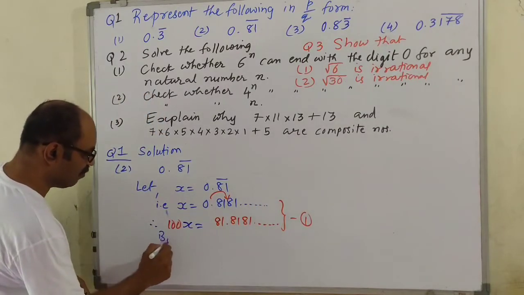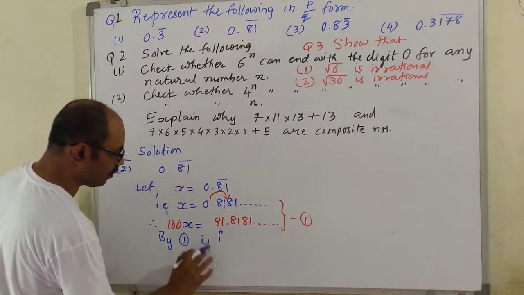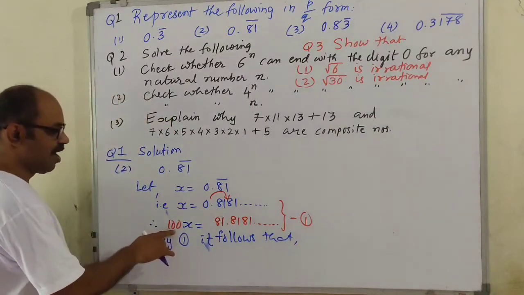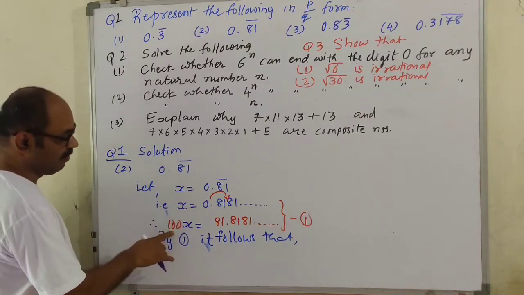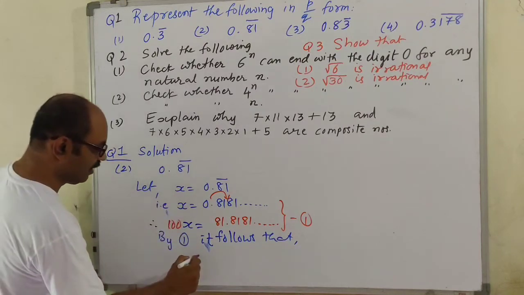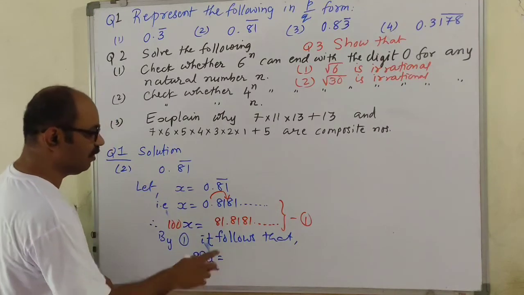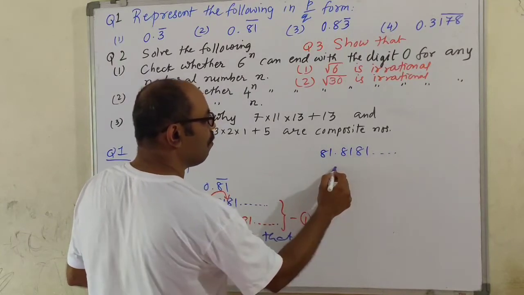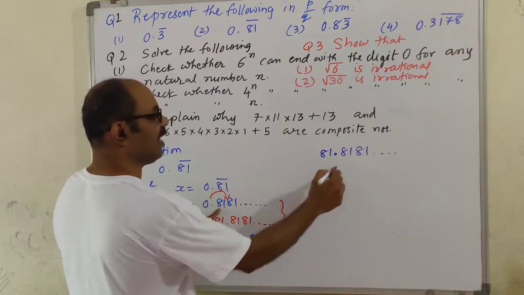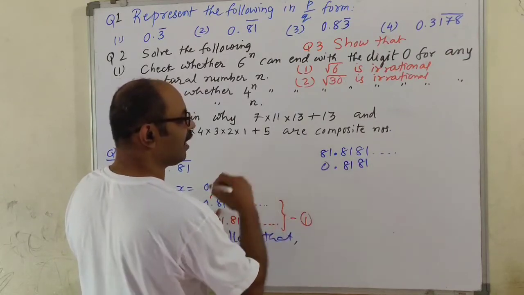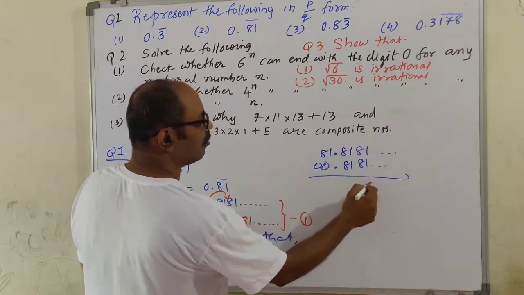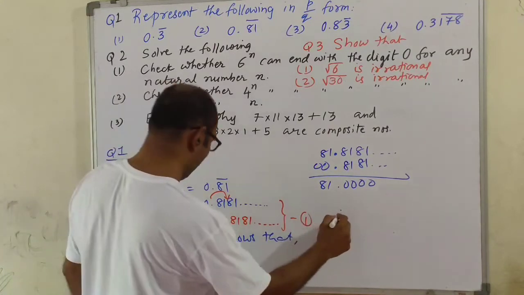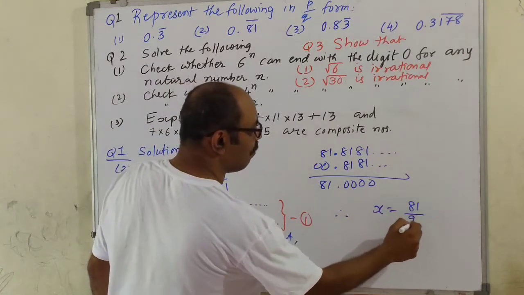By 1 it follows that, be careful, 100x minus x. नीचे वाला minus ऊपर वाला, left hand side. So that gives me 99x is equal to this minus this. I'll do that. 81.8181 dot dot dot. Point below point. Okay. ऊपर क्या है? 8181 point के बाद. Point के आगे 0 है. You can put 2 zeros, dot dot dot. Now this is 0 0 0 0 81. So this is 81. Therefore, x is equal to 81 upon 99.